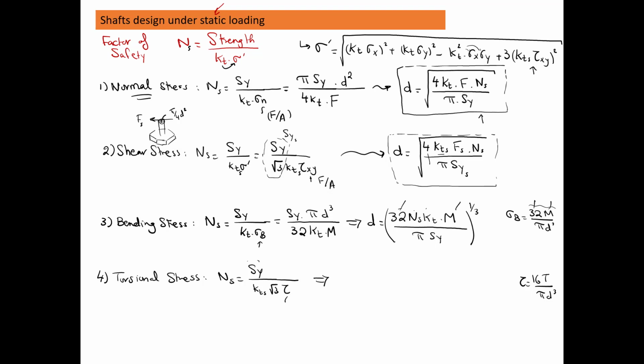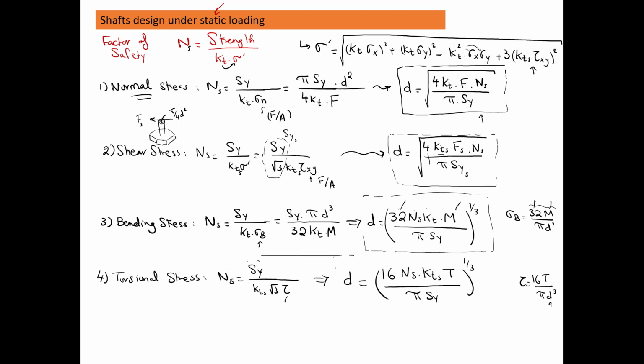And Sy is Sys if you take Sy divided by square root of 3. So the diameter that has to overcome torsional stresses only is equal to 16 times the factor of safety, Kt sub s, coming from the torsional charts, times the applied torque, divided by pi Sys, and again it's raised to 1/3 because it's pi d cubed. Okay, so these four cases are only when considering static loading, not fatigue loading.